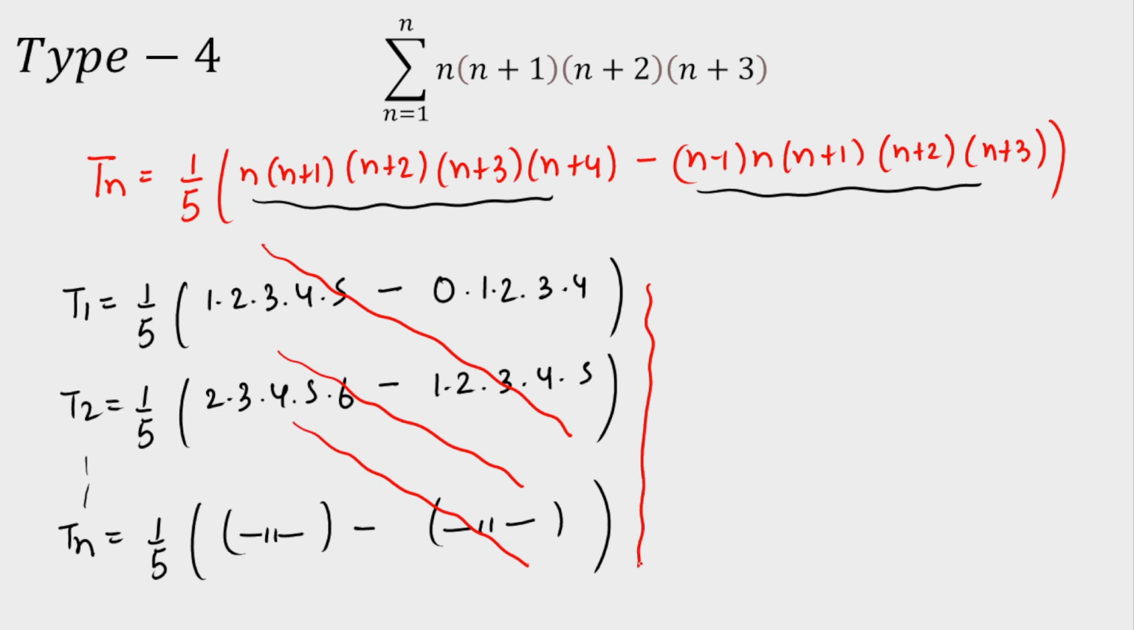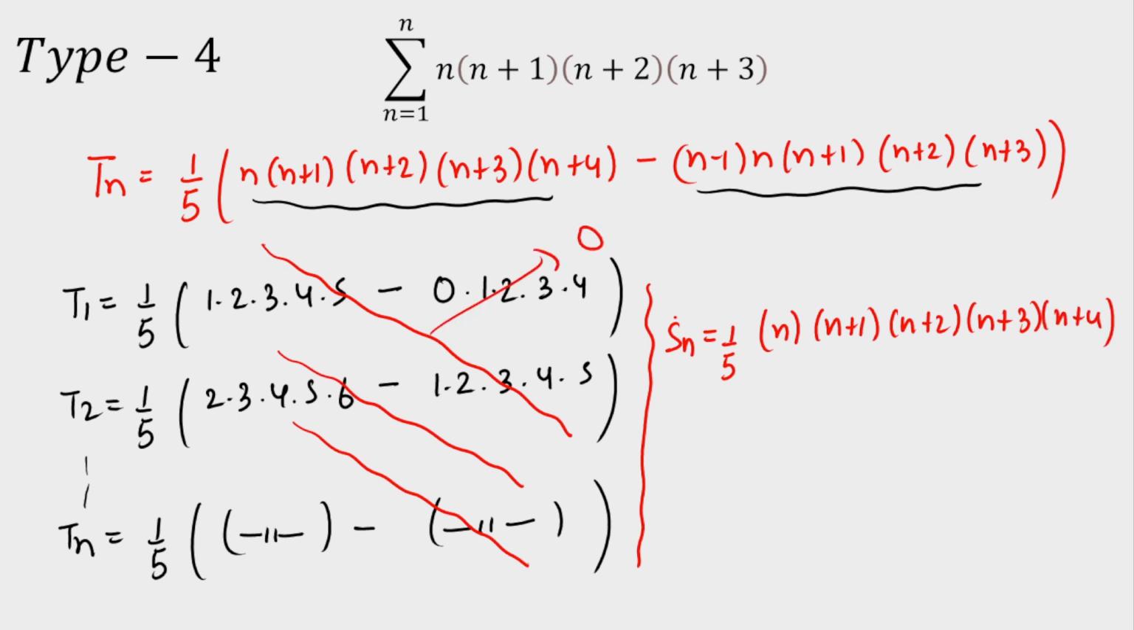And after getting the cancellation, we'll get S of n here directly. So S of n will be, I think 1 by 5 is remaining, and the remaining is n into n plus 1 into n plus 2 into n plus 3 and n plus 4, the last term. And the other part will be 0, as you can see, because 0 into anything is 0. So this is our S of n. This will be the final answer.